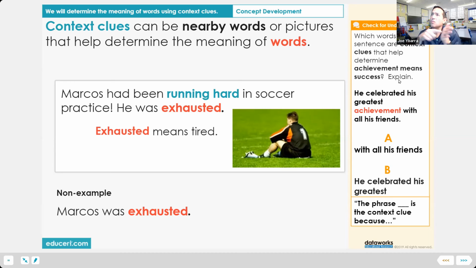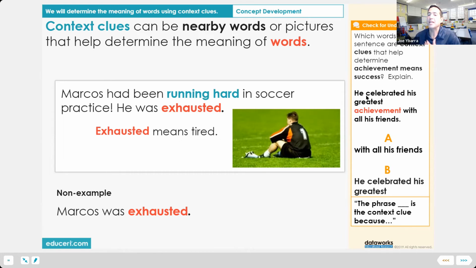Look, I have an unknown word. It's achievement, but they're telling me what it means. It means success. So if I have an achievement, it's something good. It's a success. It's something that I'll be proud of. For example, if I had to take a test and I studied all week and I got an A, that would be an achievement for me and I'd be very proud. It'd be a success. So let's see what the sentence is.